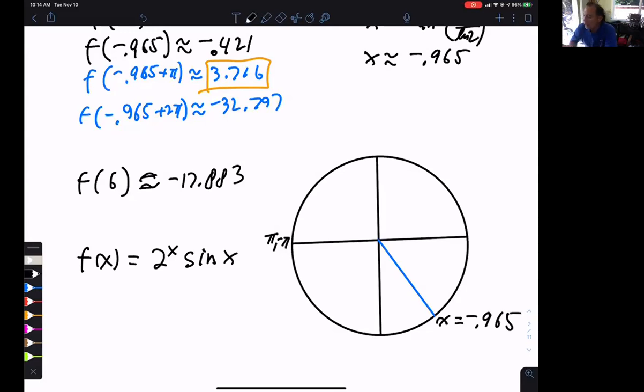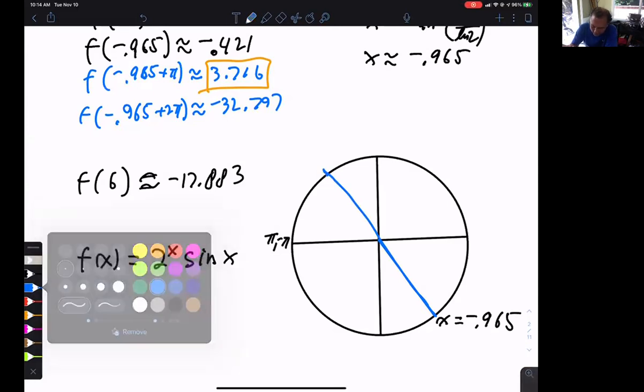Here's where the unit circle comes into play. You should know from unit circle that That wasn't supposed to happen. Let me try that again. Wait, why isn't that erasing?